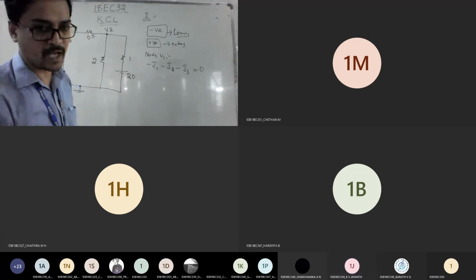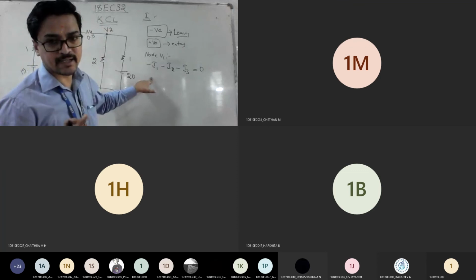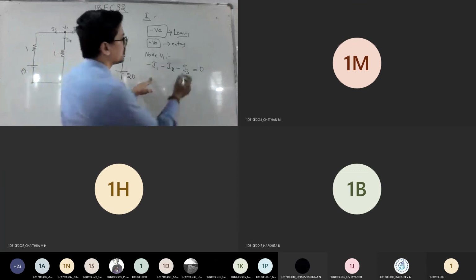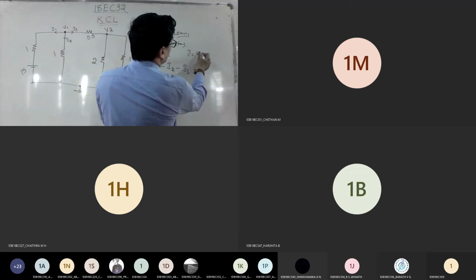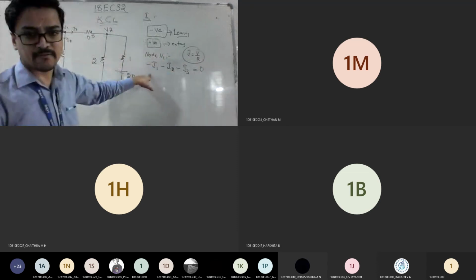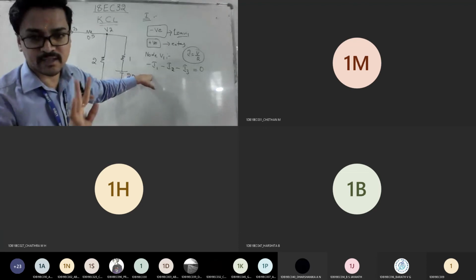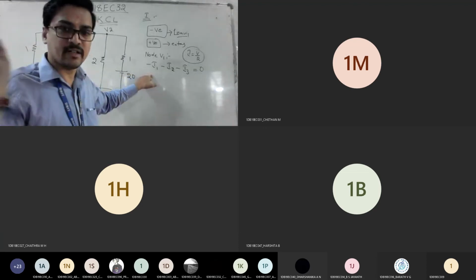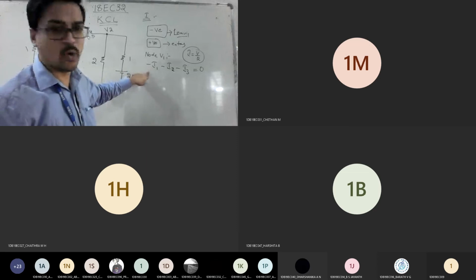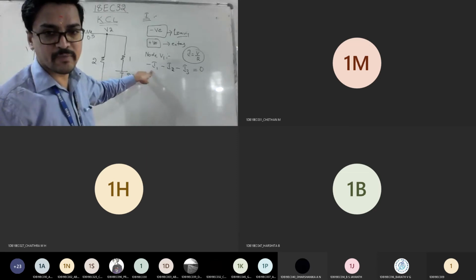Okay, now listen carefully. We know that current I is equal to V by R. So I need to incorporate this, because our agenda is to find the node voltages, not the current. The current you have already done in your mesh analysis. Now using nodal, I need to apply my logic of Ohm's law, I equals V by R.